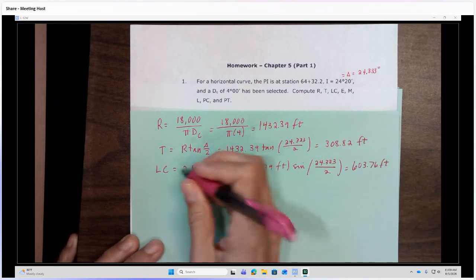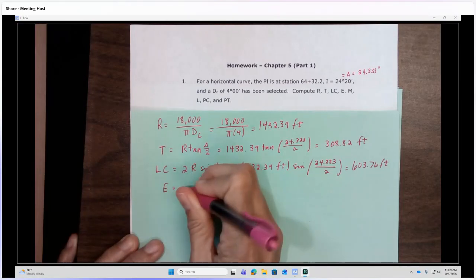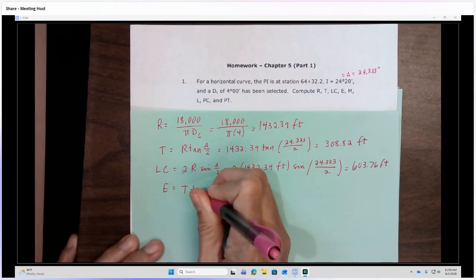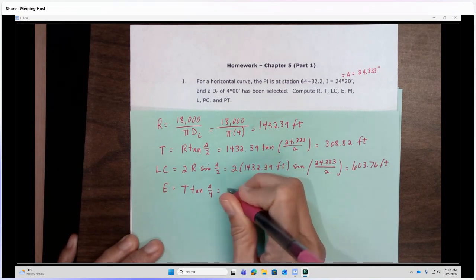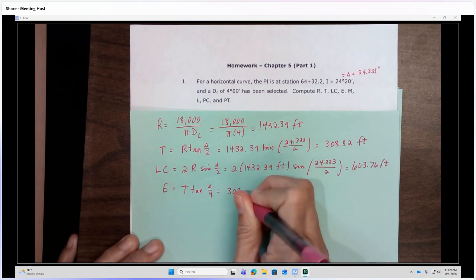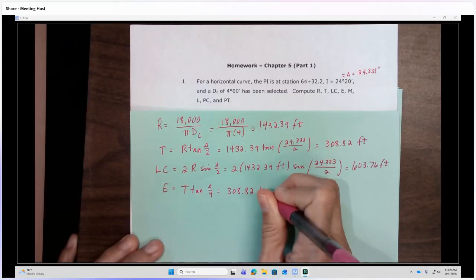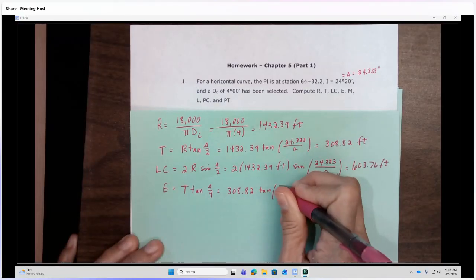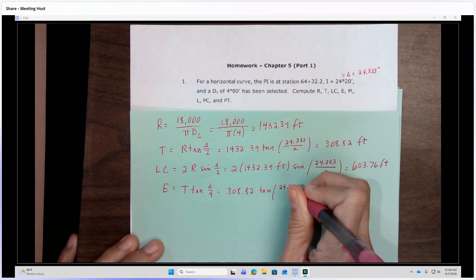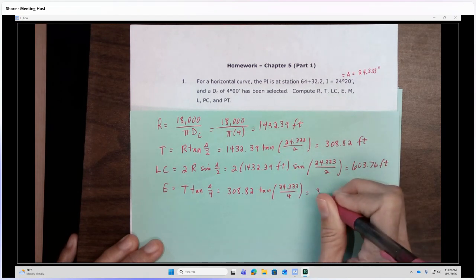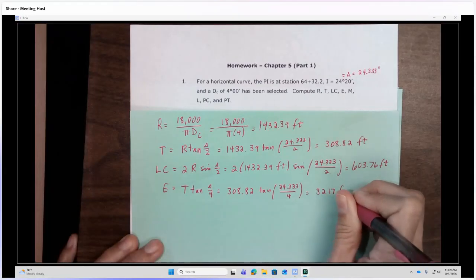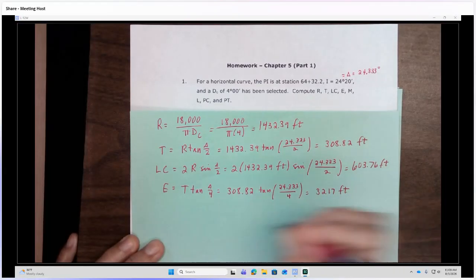And then I have the external distance, tangent times the tangent of delta over 4. So this becomes 308.82 times the tangent of that 24.333 divided by 4, 32.17 feet.